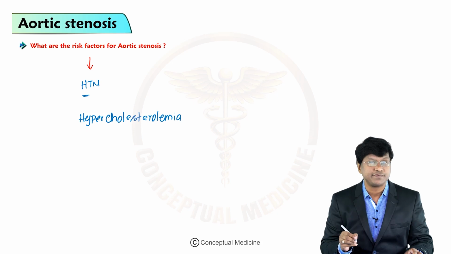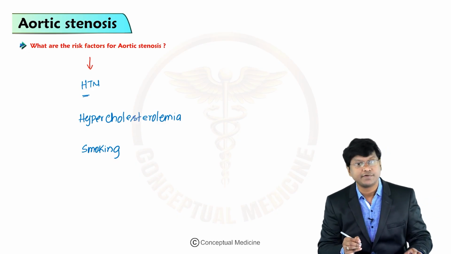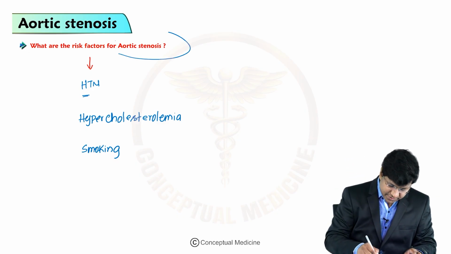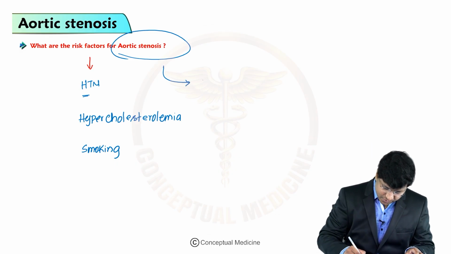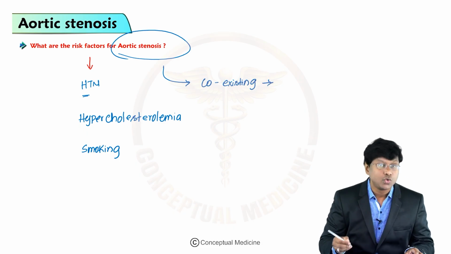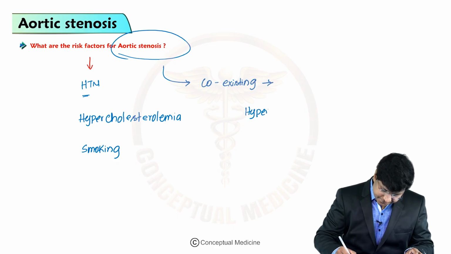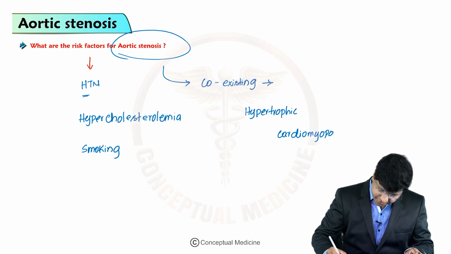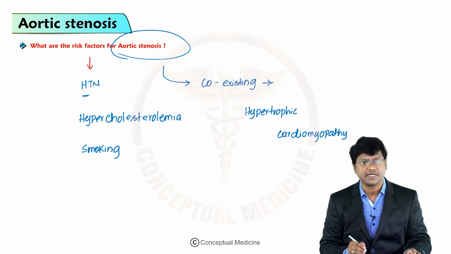And the third important risk factor is smoking. So these are the risk factors for the development of aortic stenosis. These patients with aortic stenosis also have a coexisting cardiac disease, and that particular coexisting cardiac disease will be hypertrophic cardiomyopathy. So this is the coexisting cardiac disease which can be seen in association with aortic stenosis.